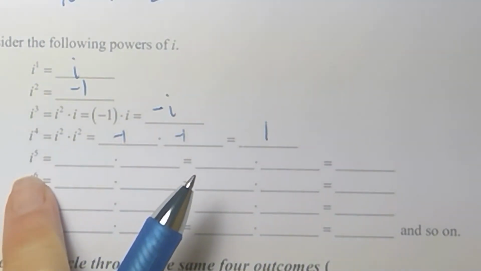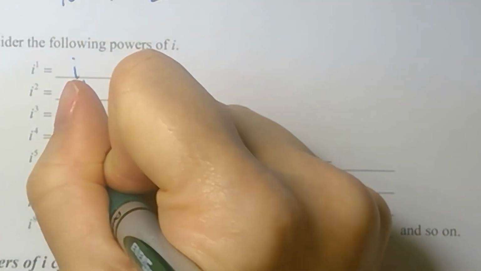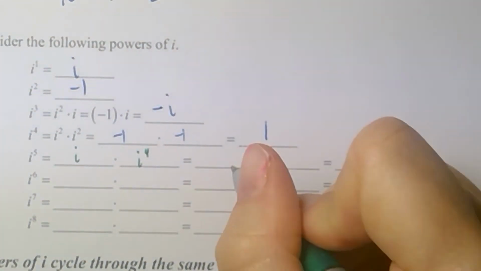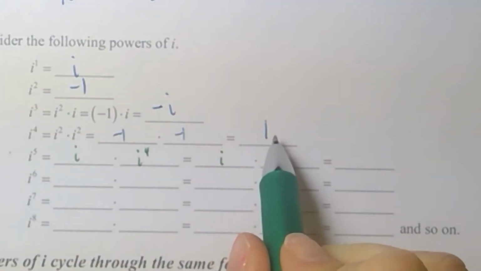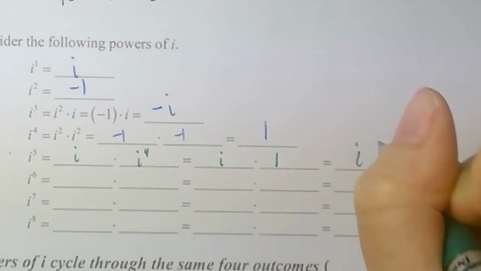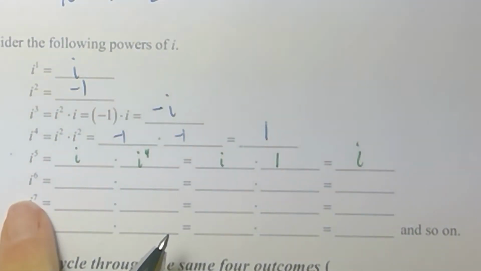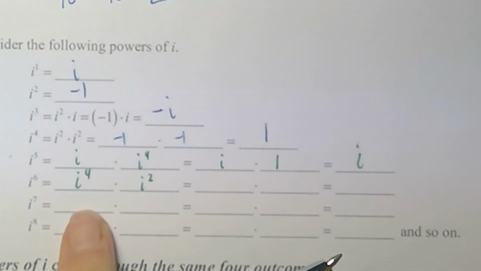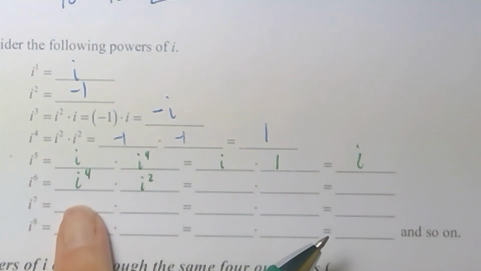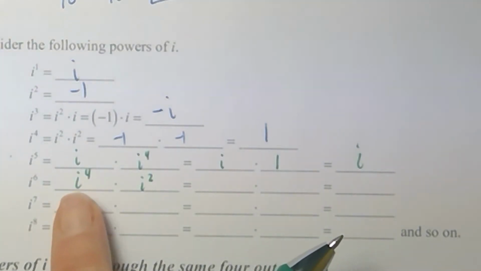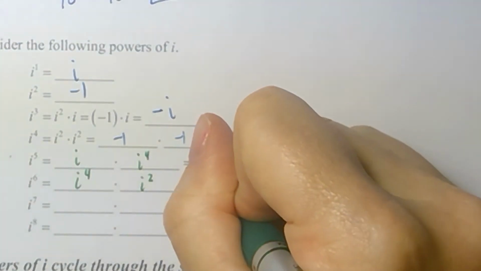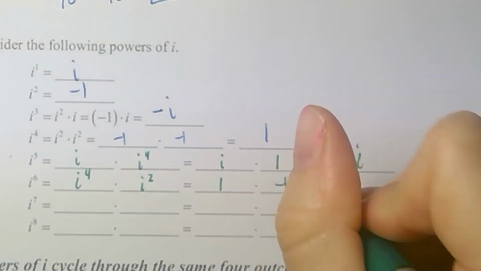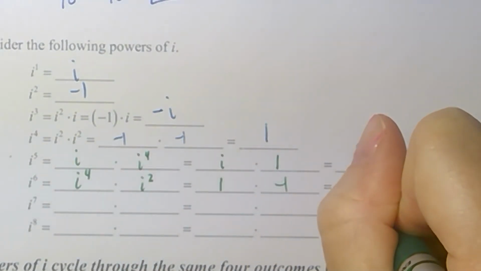And i to the fifth is just i times i to the fourth, correct? So let's change colors here. i to the fifth is just i times i to the fourth, which is just i times 1, because i to the fourth is 1, so that's just i. i to the sixth is just i to the fourth times i squared. Why would I always go to i to the fourth? Well, i to the fourth is just 1, and multiplying times 1 is easy. So i to the fourth is 1, i squared is negative 1, and 1 times negative 1 is negative 1.